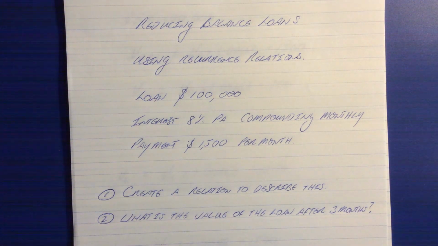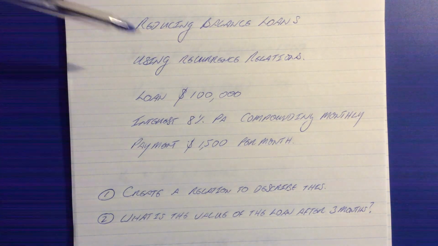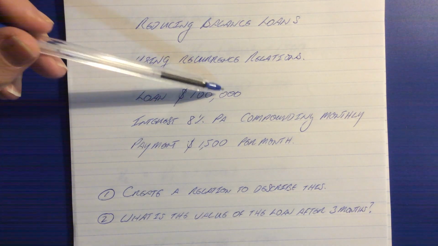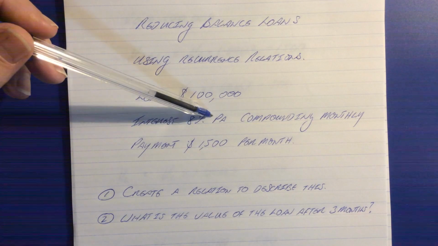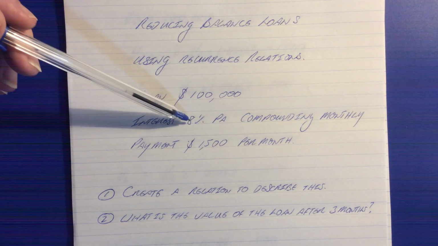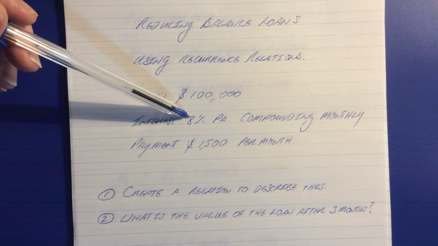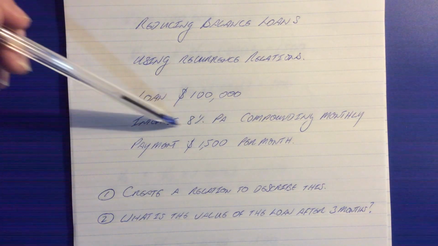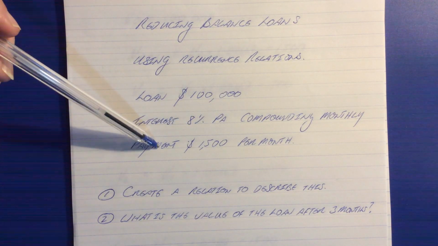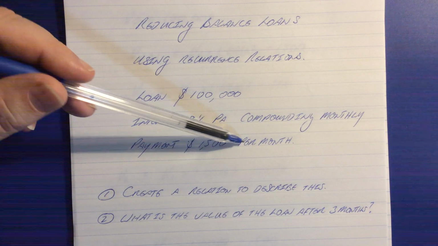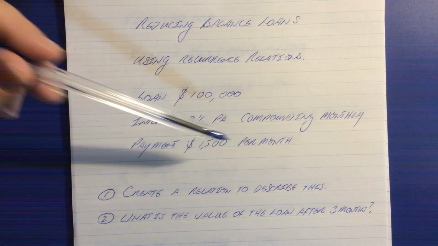Today we're looking at reducing balance loans using recurrence relation. So we're going to calculate the value of a loan using a recurrence relation. Our loan is $100,000. Our interest rate is 8% per annum, compounding monthly, which means we're going to have to do something to calculate the monthly interest rate on this loan. And the repayment, the payment that we make, is $1,500 per month.